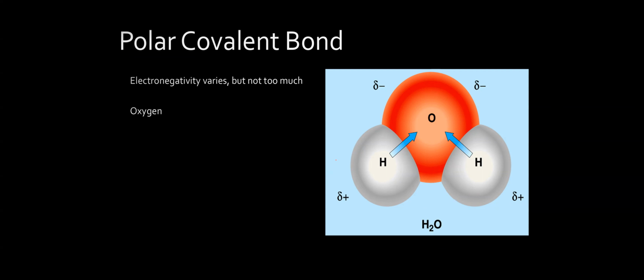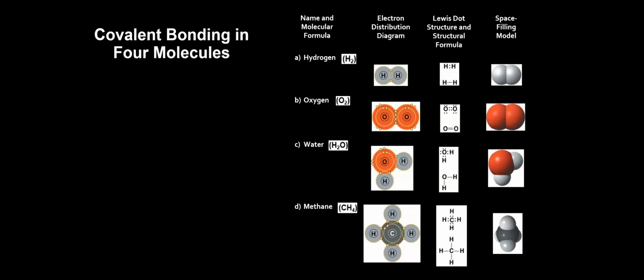Okay. So you get a polar covalent bond when the two elements in question vary in their electronegativity significantly, but not too much, not enough to be ionic. Okay, and so the two that are really most commonly found engaging in these kinds of bonds are oxygen and nitrogen.